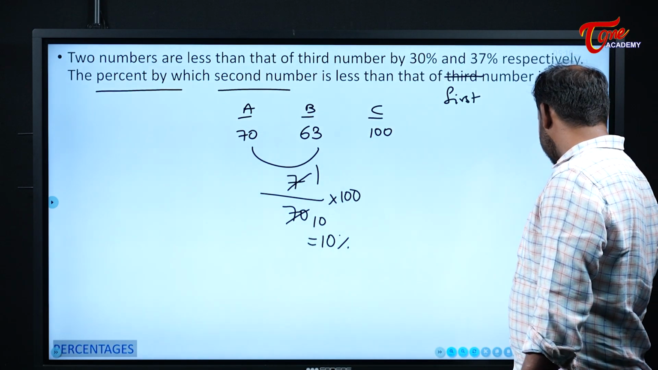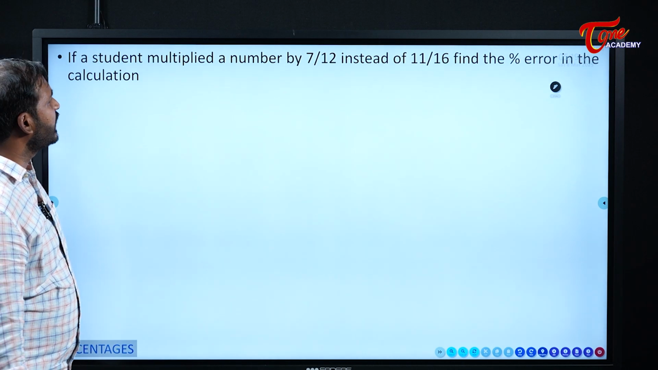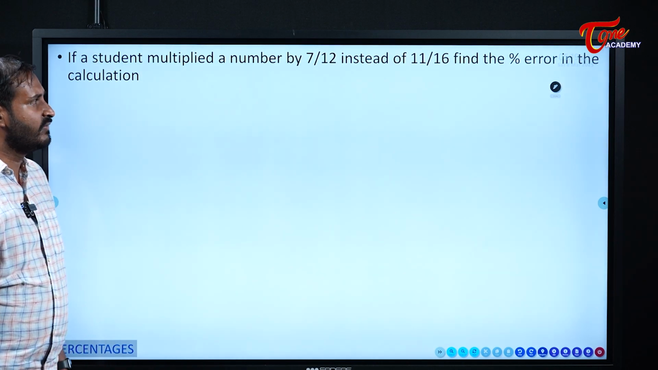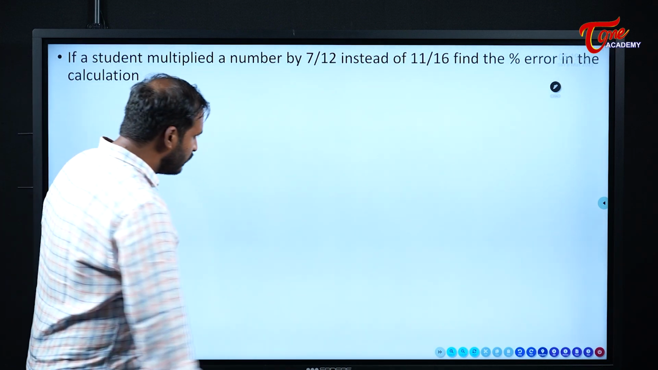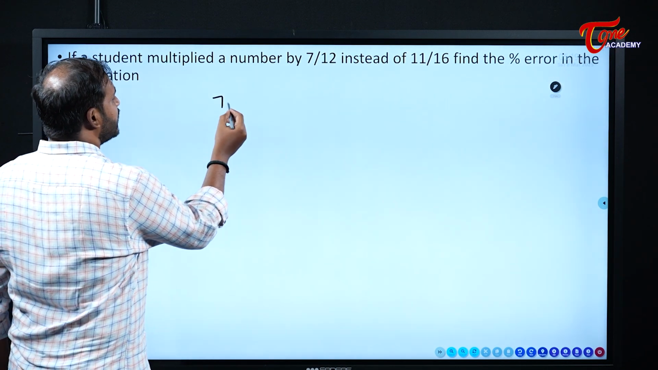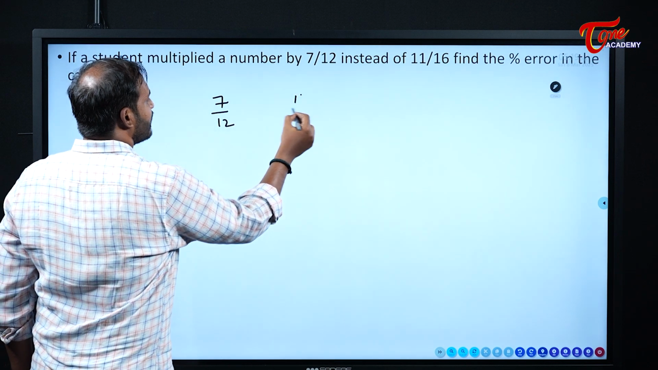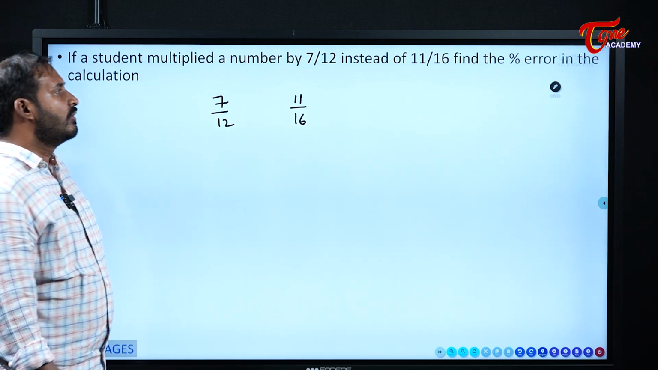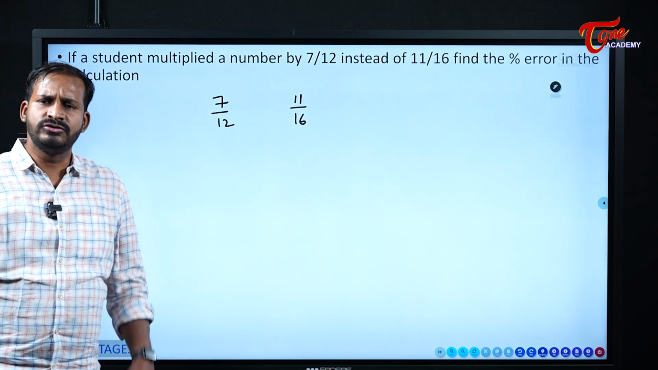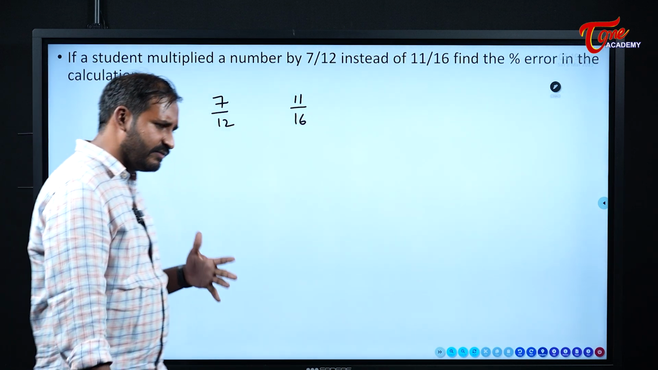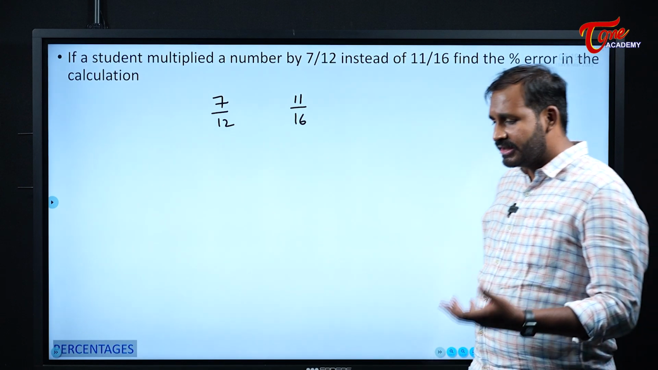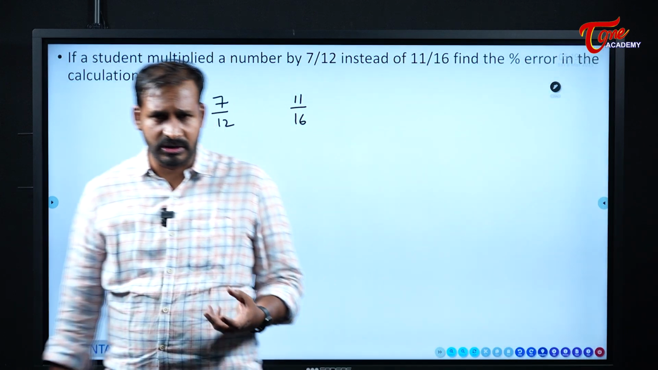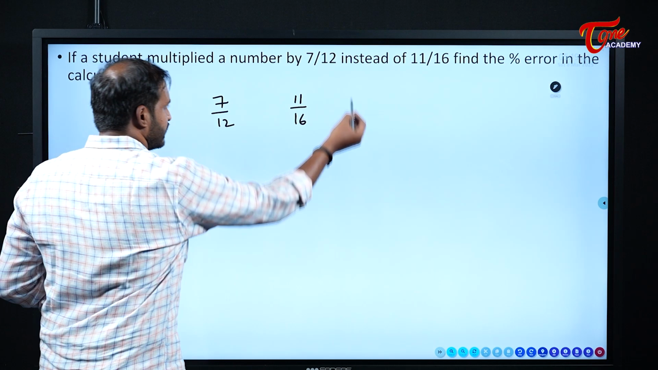Next, if a student multiplied a number by 7 by 12 instead of 11 by 16, then find the percentage error in the calculation. So he multiplied 7 by 12 instead of 11 by 16. Then find the percentage error. Usually we will solve it in two different ways. We will see them, students. We will see how to get the answer for this one using a simple and shortcut method. First we will see the traditional method.